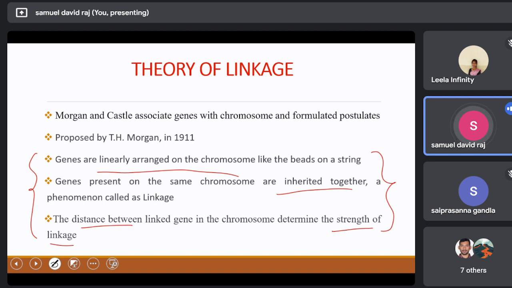These 3 you have to remember whenever a question asks which of the following with respect to linkage theory as proposed by Morgan or Morgan and Castle is said to be wrong. That means these 3 will be given and another will be given as wrong. So when you understand the entire concept, then only you can answer such big questions.